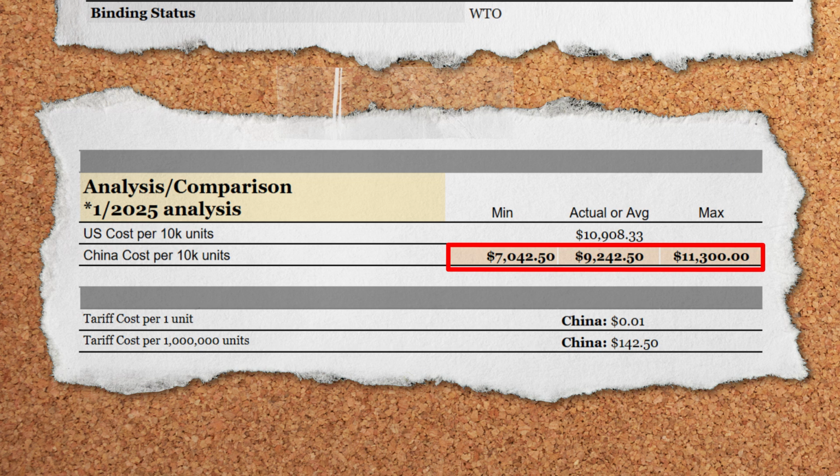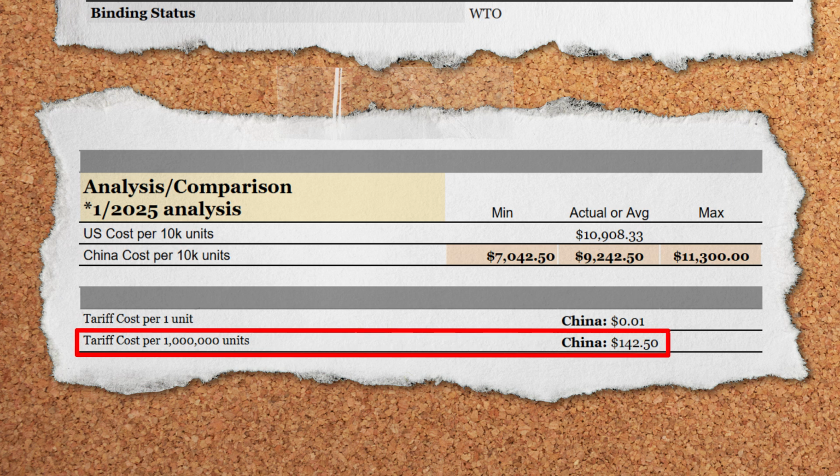With all things considered, the product, tariff, and other costs related to importing 10,000 units from a Chinese supplier compared to a US supplier is cheaper in most cases, unless the cost estimates are in the higher range, in which the US option is slightly cheaper. As you can see, the tariff in this case, per 10,000 units, adds an additional cost of $142.50, which aims to help keep the US suppliers competitive.